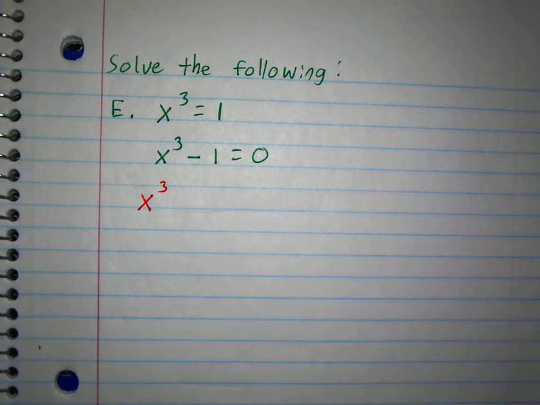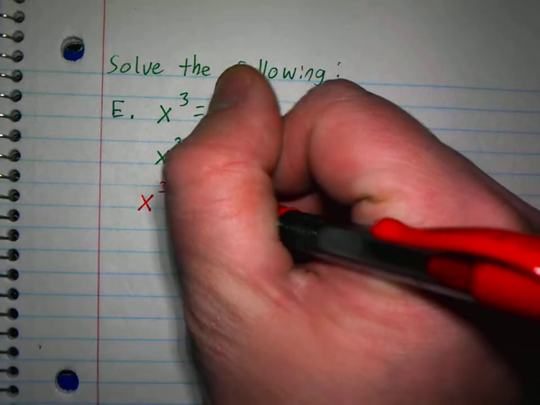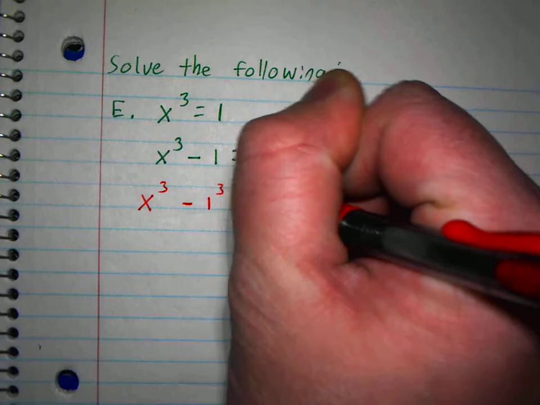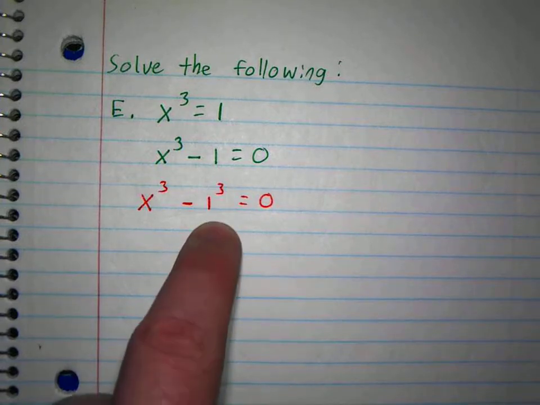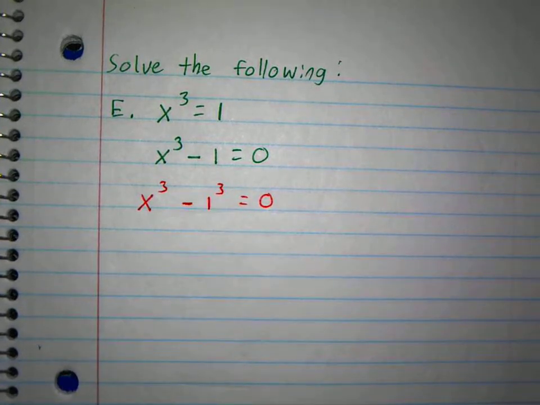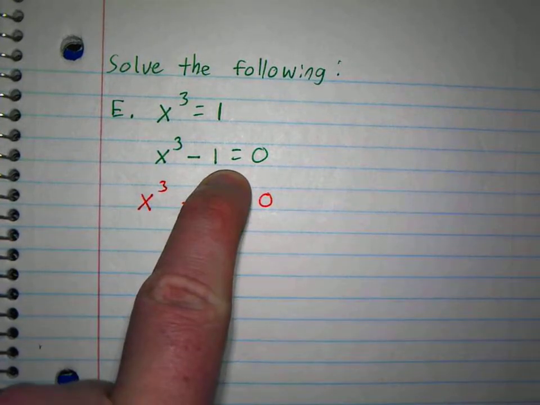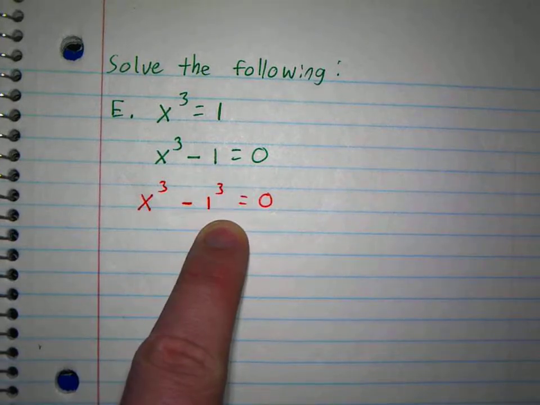But I need to write 1 raised to the third power. So how can I change 1 to the third power? Well, let me ask you this: does this mean the same thing? Yeah. So that means the same thing, because 1 cubed is 1. A lot of times in your homework, this will be like 8, and you'll have to change it to 2 to the third, because 2 times 2 times 2 is 8.